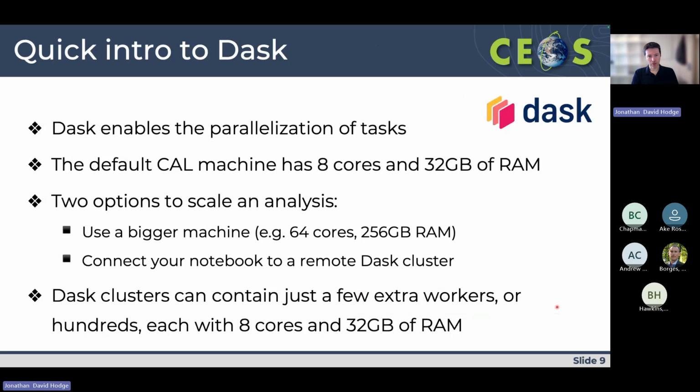So, as I said, Dask is what enables parallelization. The default machine that a user starts with has 8 cores and 32 gig of RAM. And there's 2 options to scale up. One is to use a bigger machine. We can give users access to machines with 64 or 128 cores and 256 gig or 512 gig of RAM. But that sometimes is actually quite limiting.